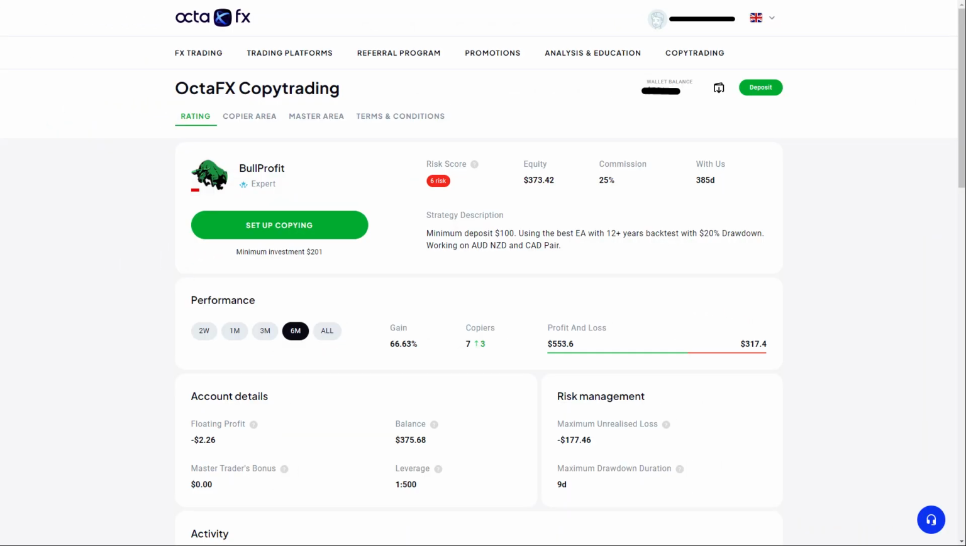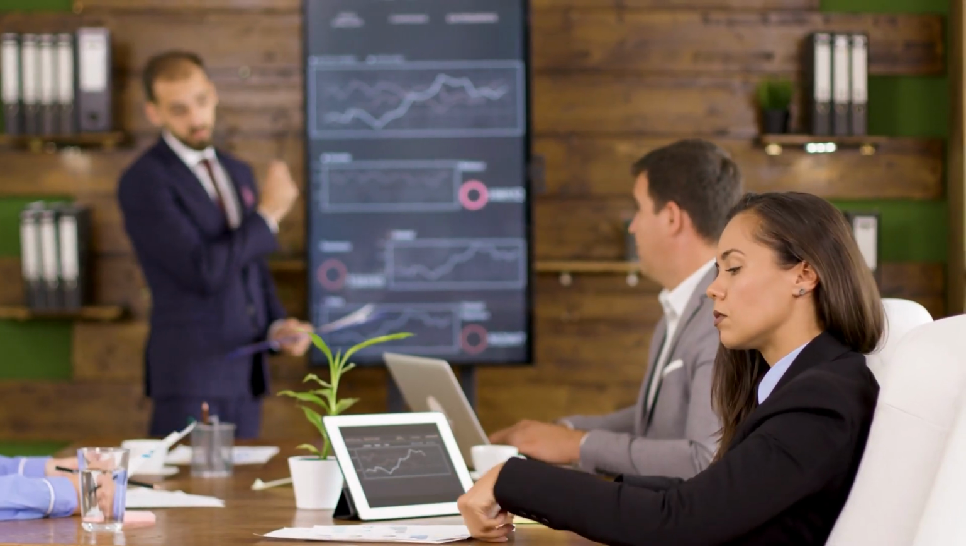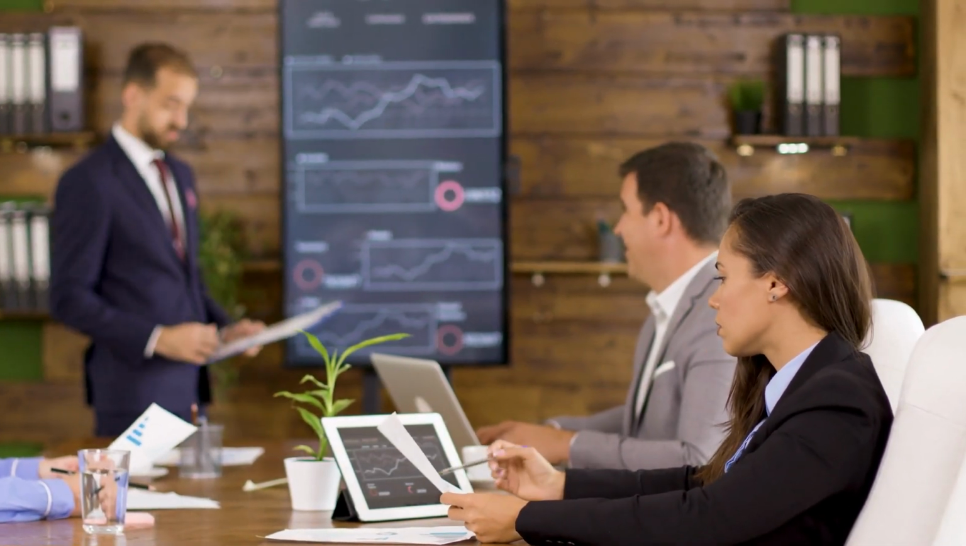To copy this master, click Set up Copying. Change to equal ×1 and enable the Add Support Fund option. Make the total $200 or $300 because of the master trader's recommendation. Click Start Copying. Now, when the master enters a trade, you will automatically follow the trade. So that's all about how to copy trade in OctaFX.